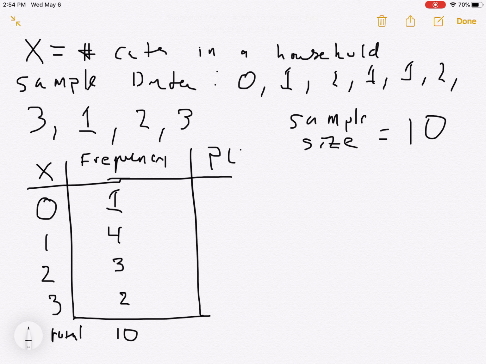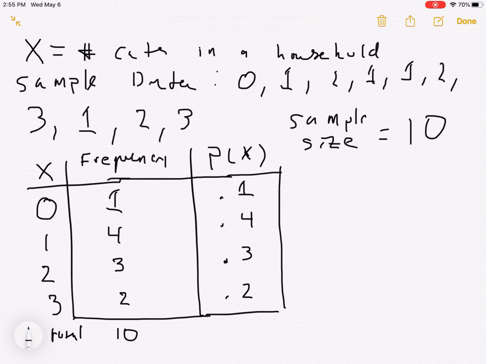And then I'm going to form the probability of X occurring based on the sample data. So I think this is going to be 0.1, 0.4, 0.3, and 0.2. They're just taken by the frequency with which it occurred divided by the sample size. And that is an observational probability. Notice when I add these up, they add up to 1.